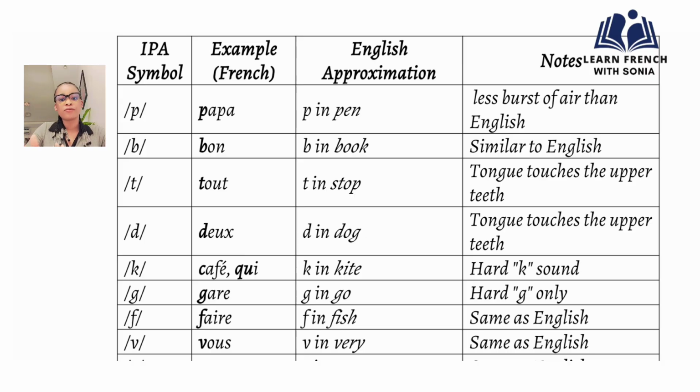The next one, we talked about in the phonetic alphabet, faire. The English approximation says F in fish, and our note says that it is the same as it is in English. Let's forge ahead. The next one is v. Our example says vous. The English approximation says v in very, and v in English is the same as v in French.